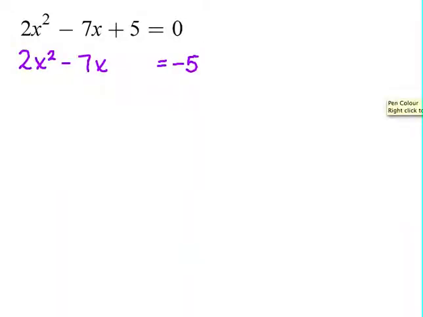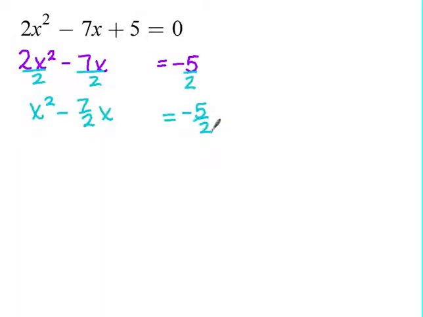You can only have a 1x squared. I've got a 2x squared. So what do you think I'm going to have to do? Divide through everything by a 2. So really I get x squared minus 7/2 x equals -5/2.